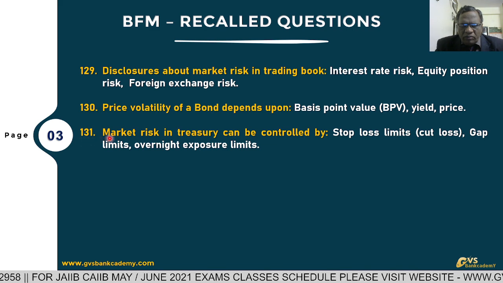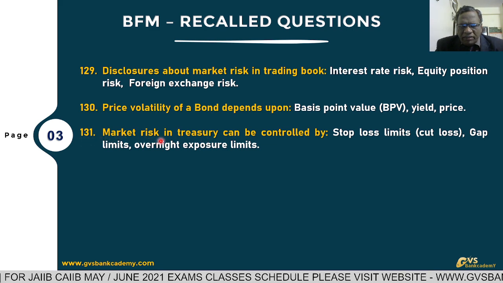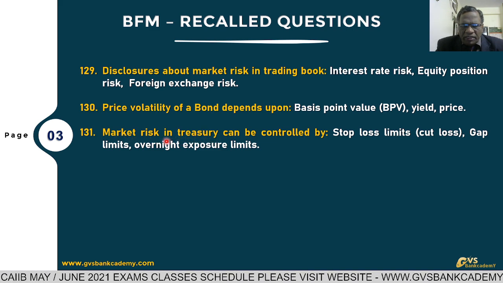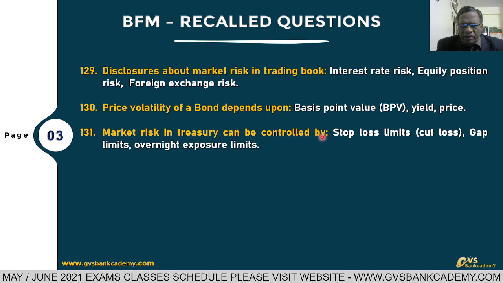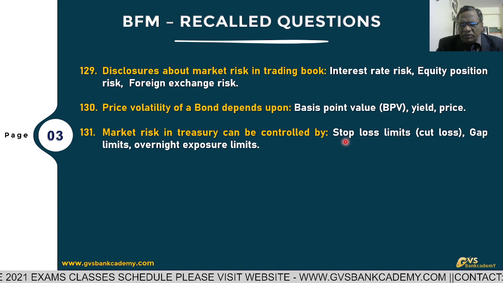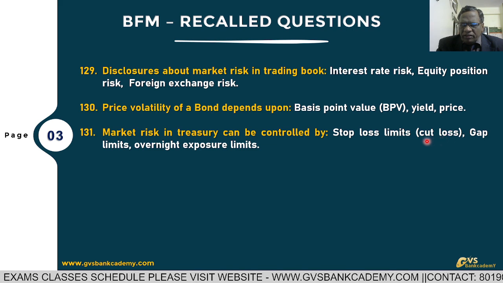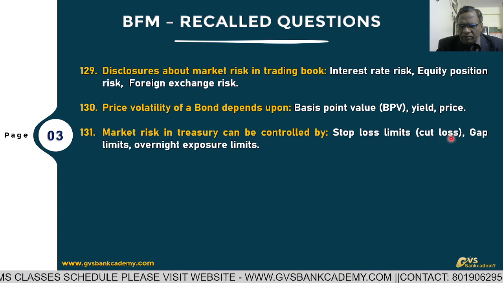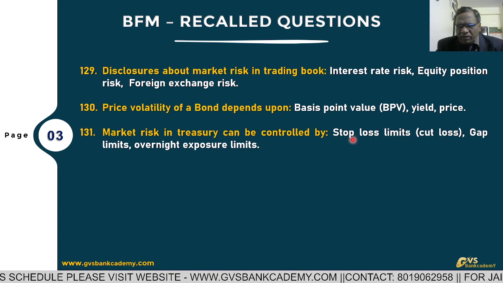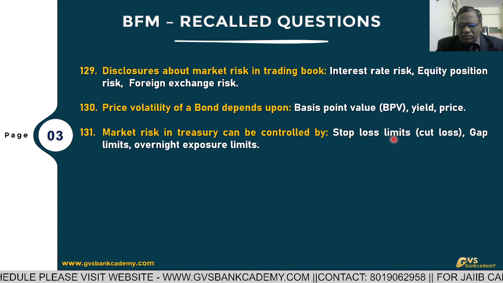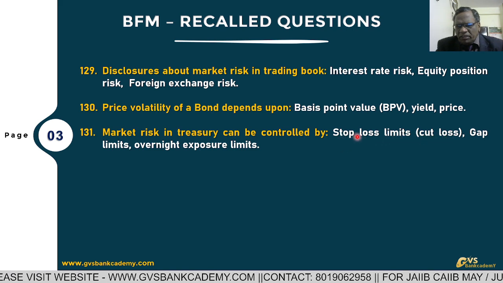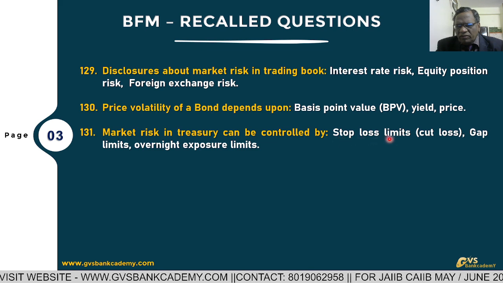Question number 131. Market risk in treasury. Treasury means investments, that is the trading book. Market risk in treasury can be managed by stop loss limits. These stop loss limits are mentioned in the treasury or investment policy of the bank. Stop loss limits or cut loss limits. When the share prices or investment prices are coming down, as per the given stop loss percentages or amount, they have to cut the losses. That is called stop loss limits. Sometimes they ask a 5 marks case study on stop loss limits also.